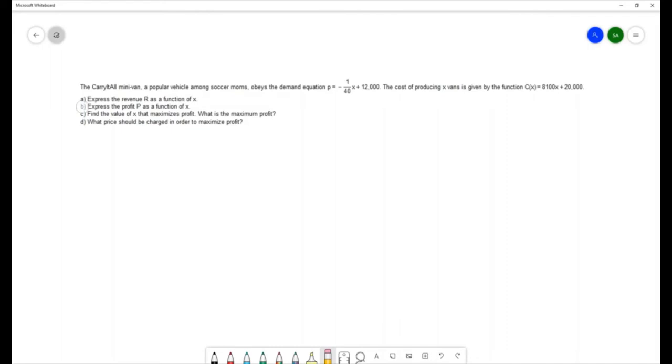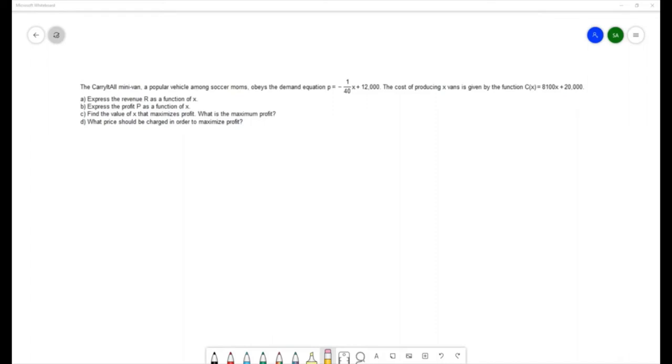Part B says to express the profit as a function of x. Part C says to find the value of x that maximizes the profit, and what is the maximum profit? Part D, what price should be charged in order to maximize the profit? So we're going to start with focusing on some of the formulas that we can see already in the equation.